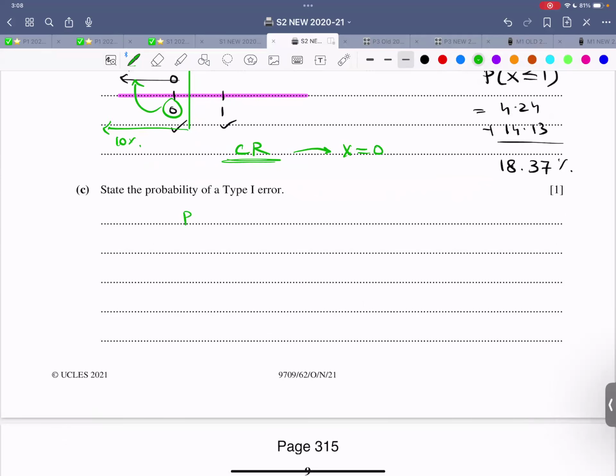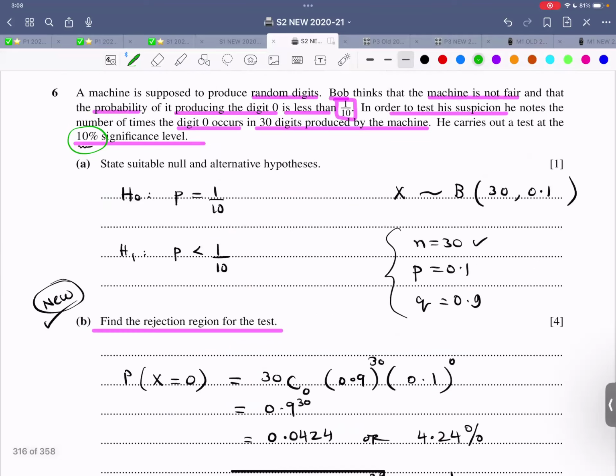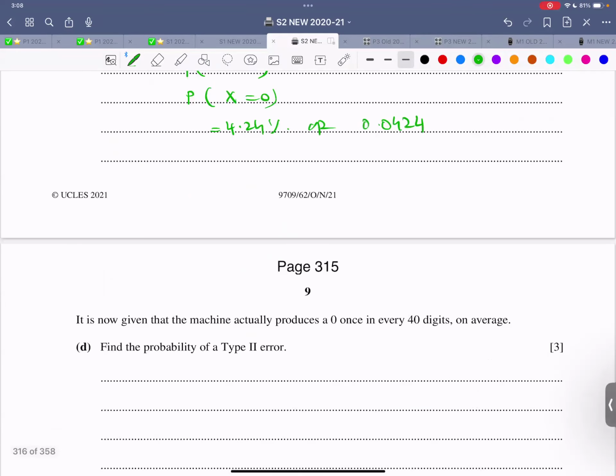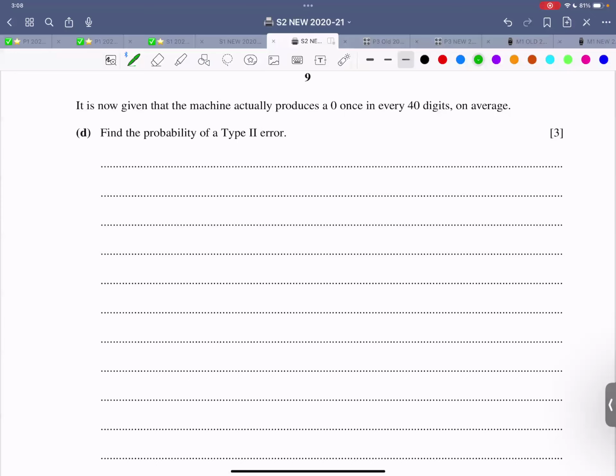State the probability of type 1 error. Probability of type 1 error is the probability of the critical region. That is the probability of x equals 0, which is 4.24% or 0.0424. That is the answer for this particular part. And now what does it say? It is now given that the machine actually produces 0 once in every 40 digits on average. Find the probability of type 2 error.